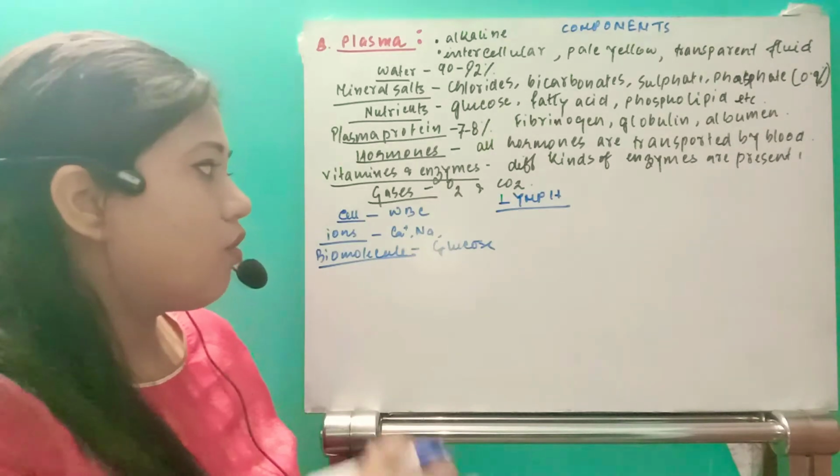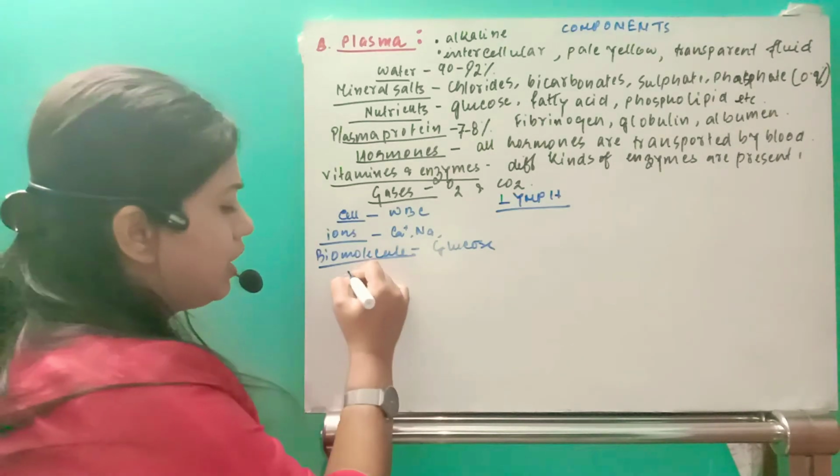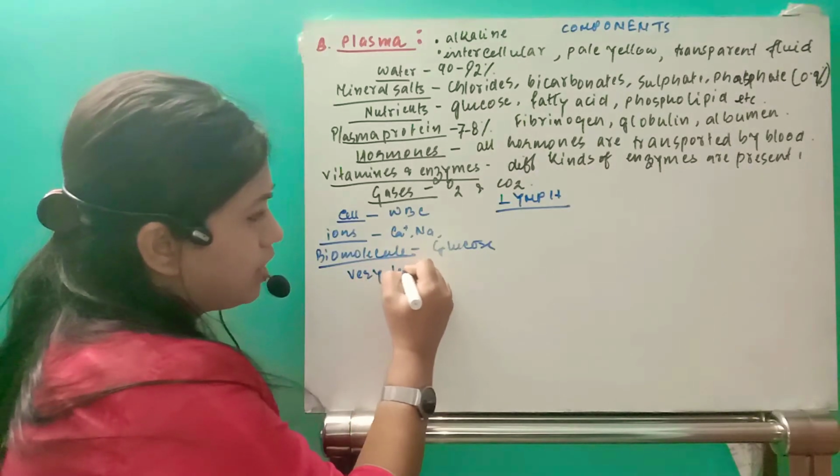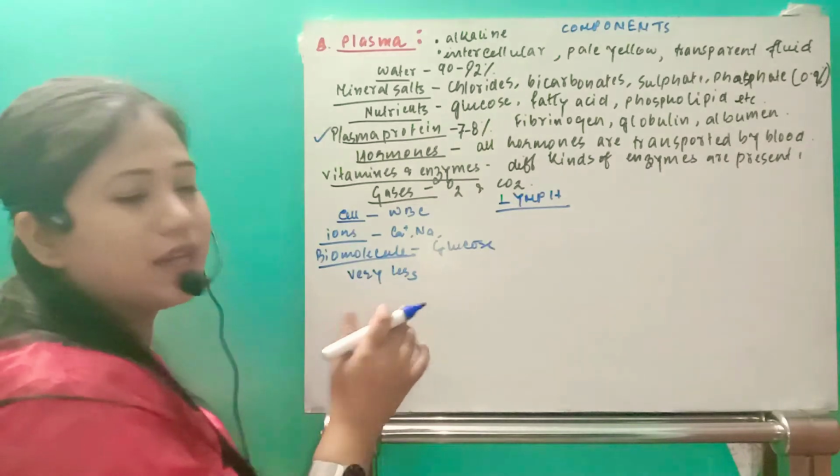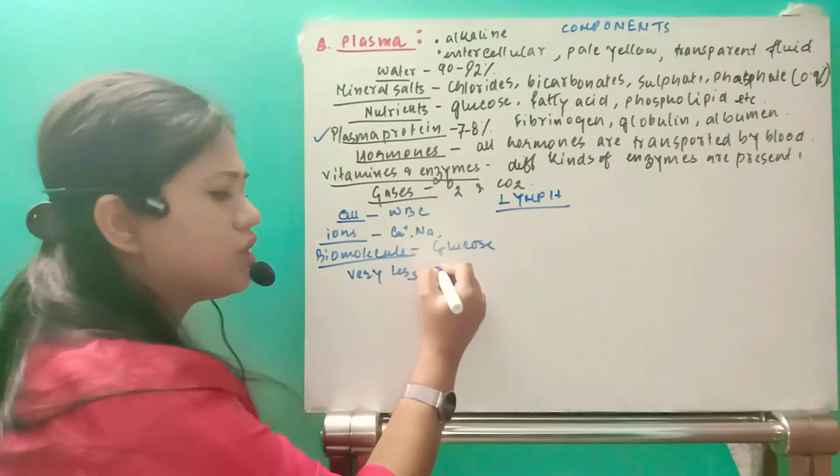Okay, so it has very little protein. Remember that we said the plasma contains all these types of proteins, but in the lymph we have very little protein or no protein.